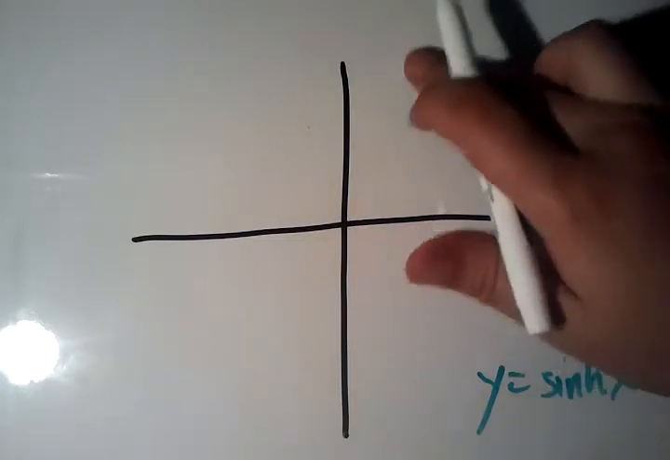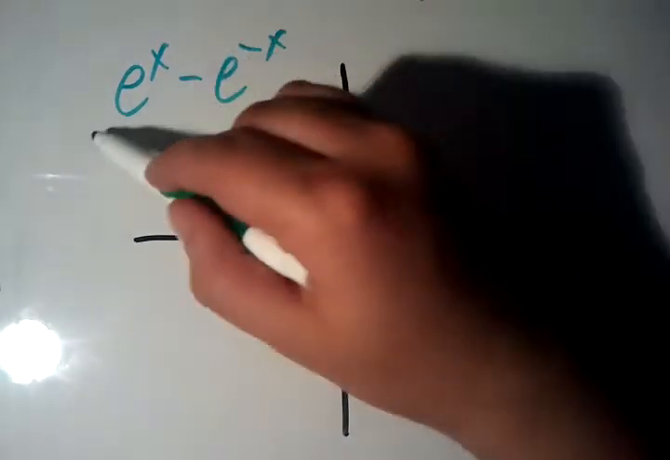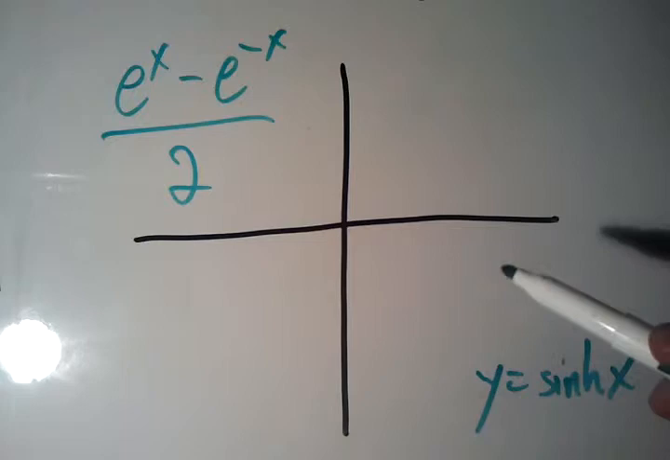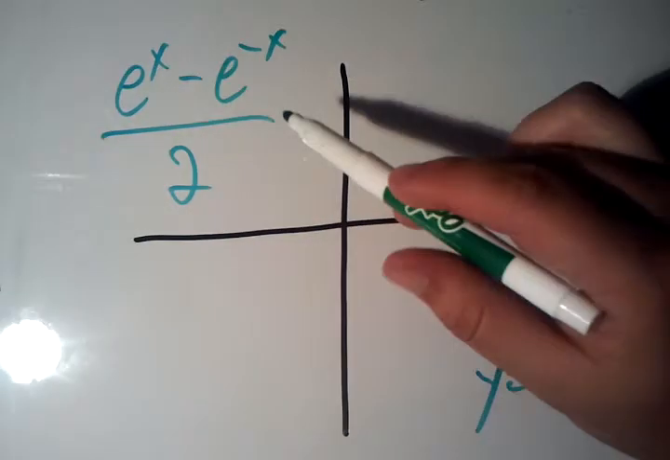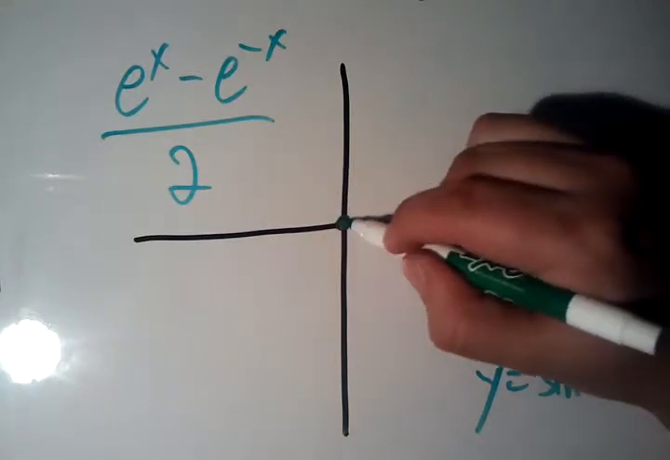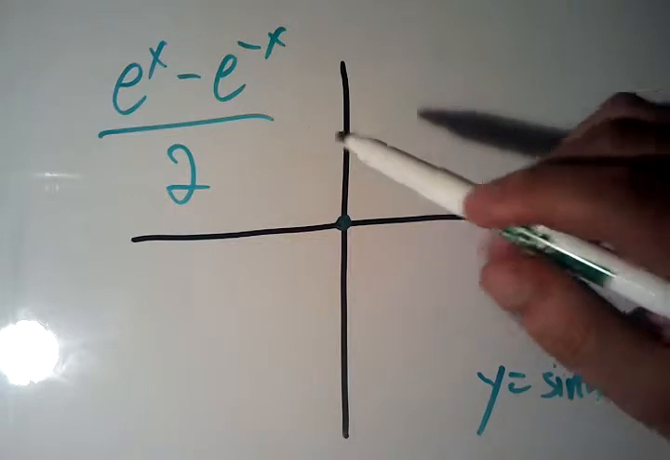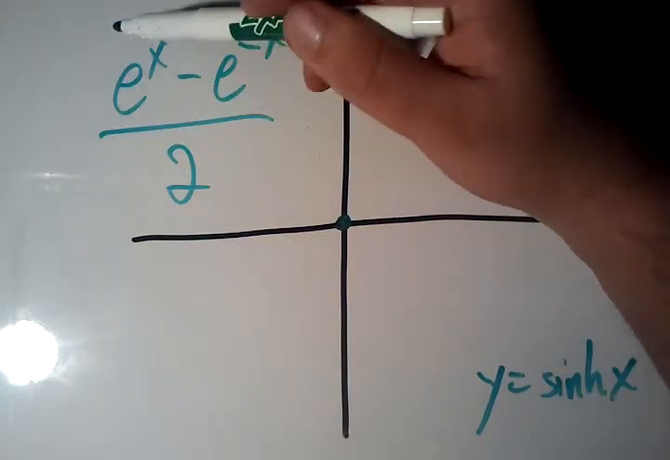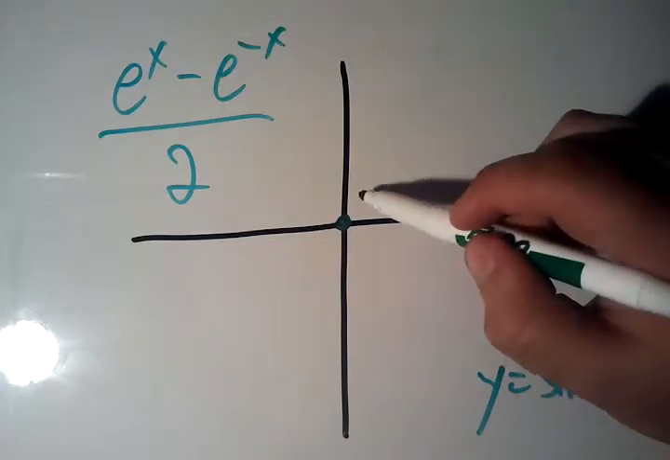Remember from the previous videos, we defined it as e to the x minus e to the negative x, over 2, and that was the definition of sinh. So what happens when we plug in the point 0 for x? You get 1 minus 1 over 2, so it's going to be 0. So 0, 0. Then if you plug in big values, as you get bigger and bigger x, this e to the x becomes very large, but this e to the negative x becomes very small. So you're just going to get bigger and bigger values.